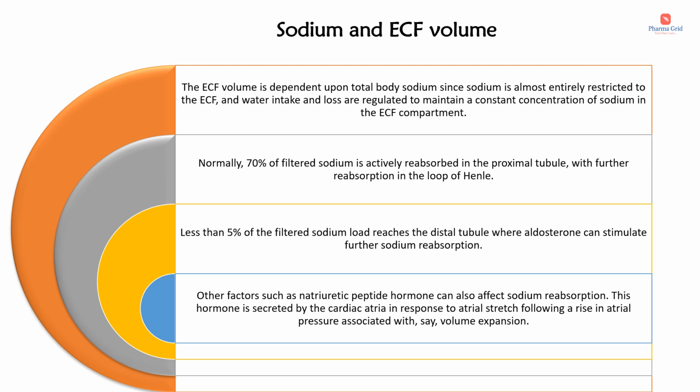Normally, 70% of filtered sodium is actively reabsorbed in the proximal tubule, with further reabsorption in the loop of Henle. Less than 5% of the filtered sodium load reaches the distal tubule, where aldosterone can stimulate further sodium reabsorption. Other factors such as natriuretic peptide hormone can also affect sodium reabsorption. This hormone is secreted by the cardiac atria in response to atrial stretch following a rise in atrial pressure associated with, say, volume expansion.